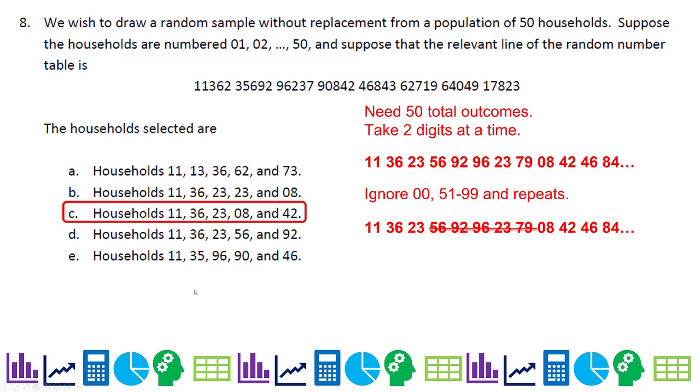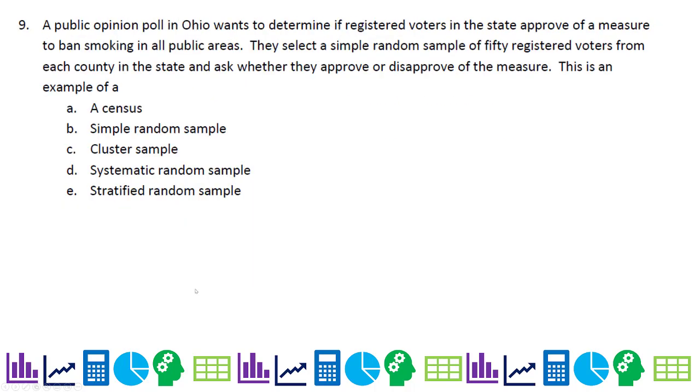So the correct answer is C on this one. Number 9. A public opinion poll in Ohio wants to determine if registered voters in the state approve of a measure to ban smoking in all public areas. They select a simple random sample of 50 registered voters from each county in the state and ask whether they approve or disapprove of the measure. So what is this an example of?